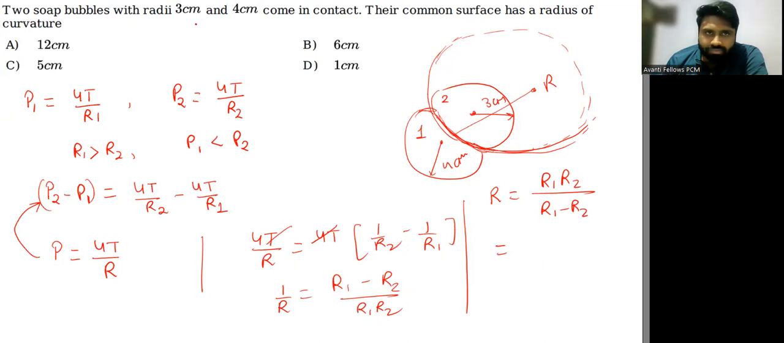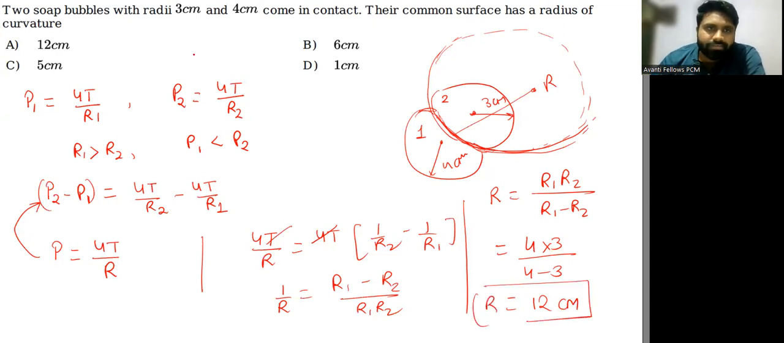R1 is 3 centimeter. You can consider R1 is greater than R2. So R1 is, we have considered 4. 4 into 3 divided by 4 minus 3. So 4 into 3 is 12 centimeter. 4 minus 3 is 1. The radius of the interface or the curvature will become 12 centimeter.